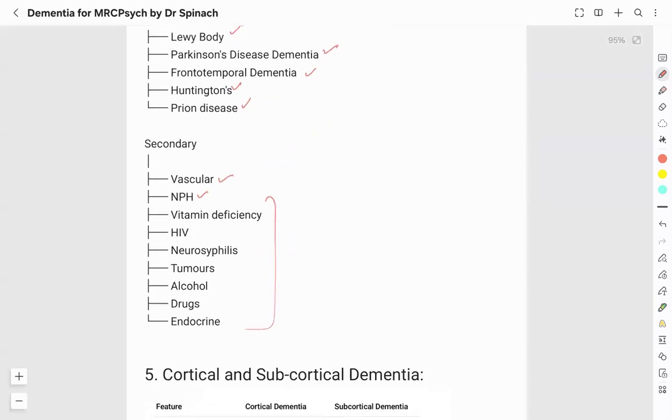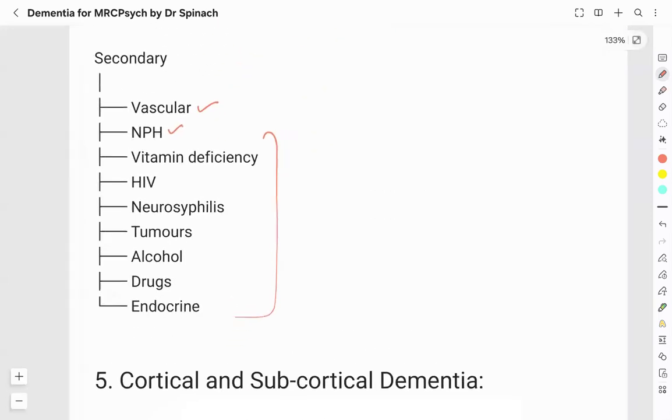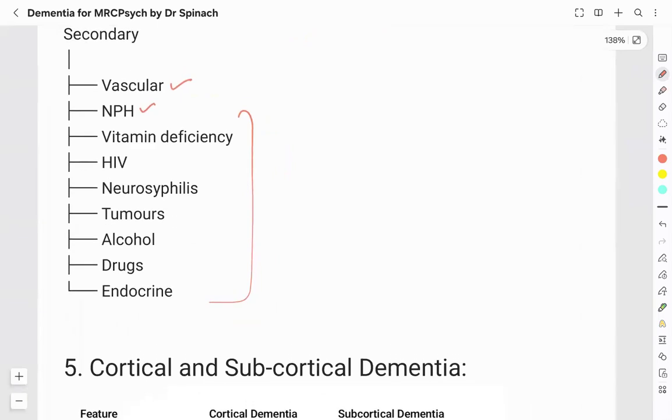Now, cortical and subcortical dementia. This is a very good topic, both for MRCPsych and our exams. So, can you tell me, just jogging our memory, what is the difference between cortical and subcortical dementia?